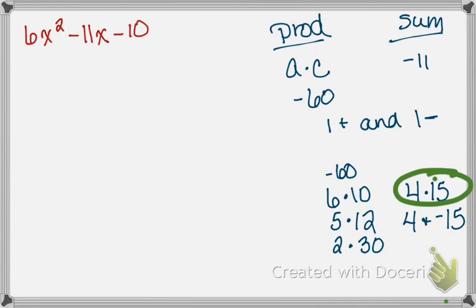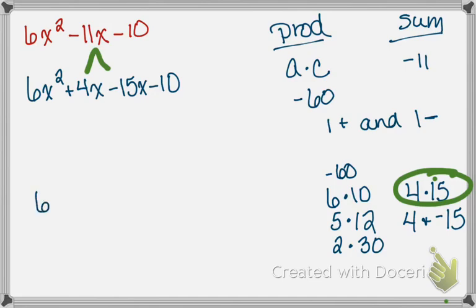My next step, I split my negative 11. So I have 6x squared plus 4x minus 15x minus 10. All I did was split that negative 11. Now, did anyone do 6x squared minus 15x plus 4x minus 10? Either way is completely fine, and I'm going to show you that you get to the same exact spot no matter what.